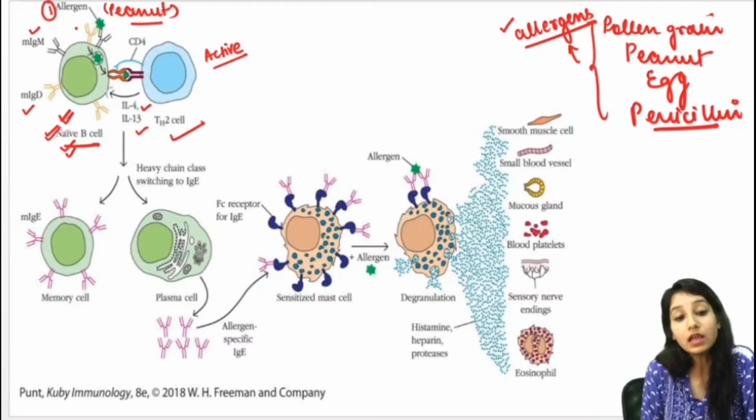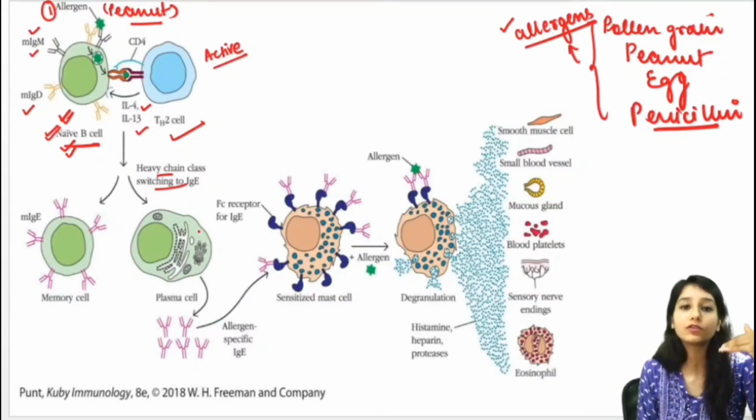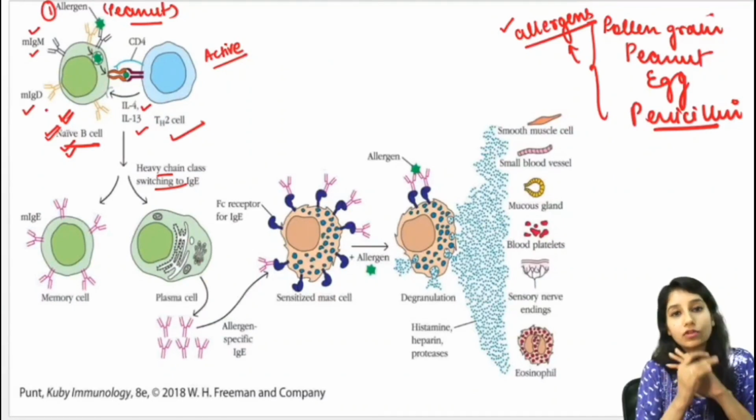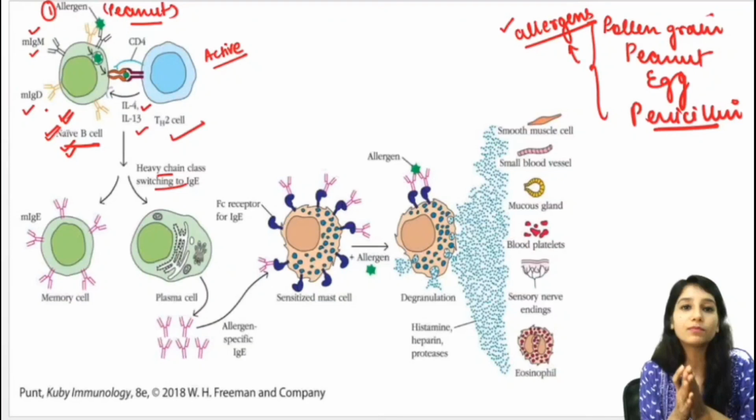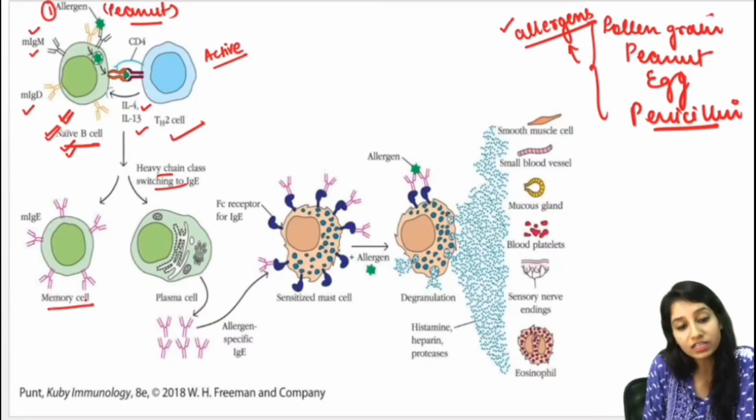So what will happen? This IgM will undergo heavy chain class switching to IgE, or in short, it will start to make IgE antibody. Right now it was not making any kind of IgE antibody, but now it will start making IgE antibody. So now this naive B cell is converted into two types of cells: one is a plasma cell and one is a memory cell.